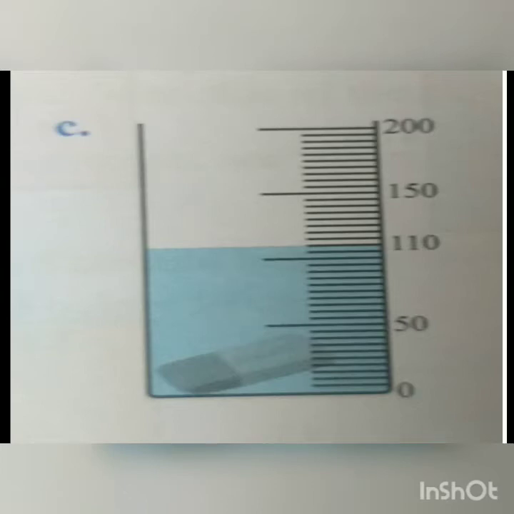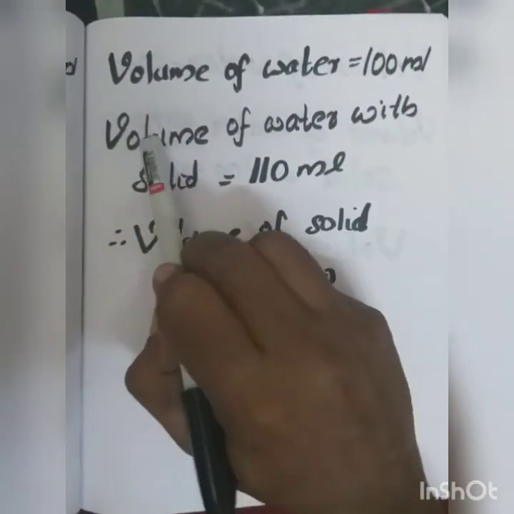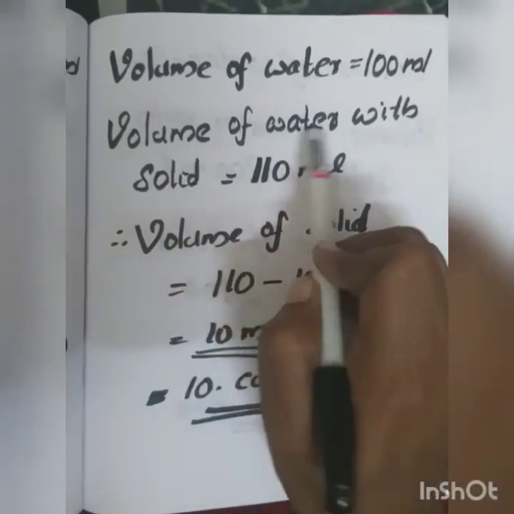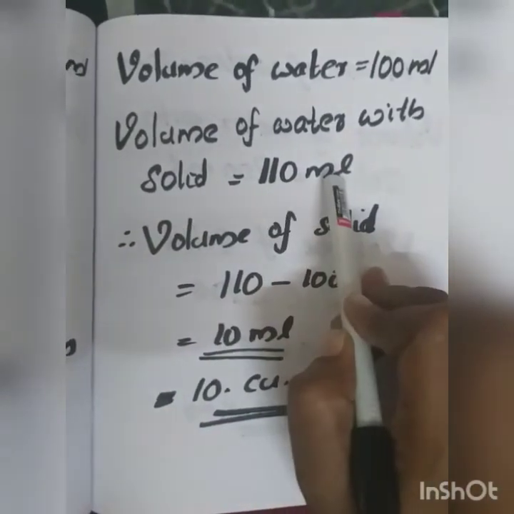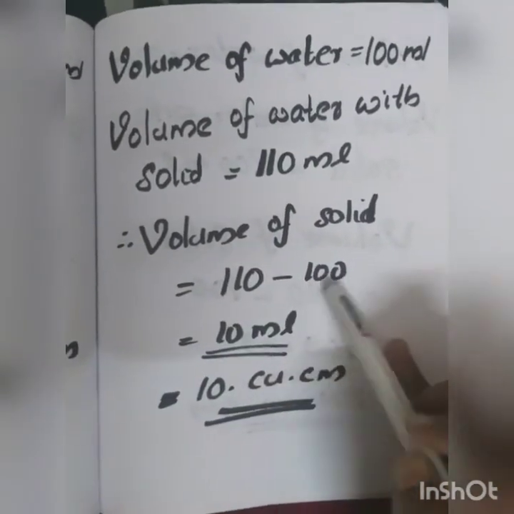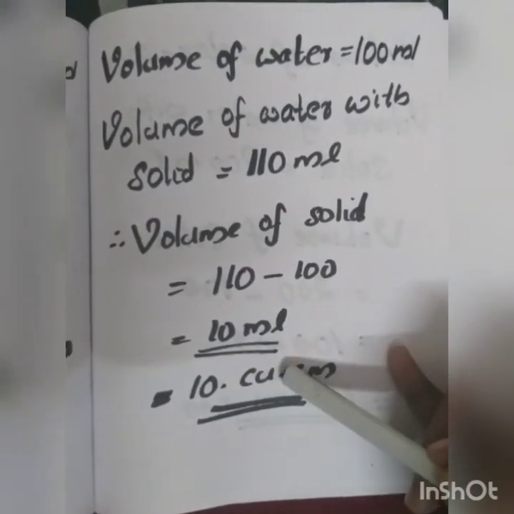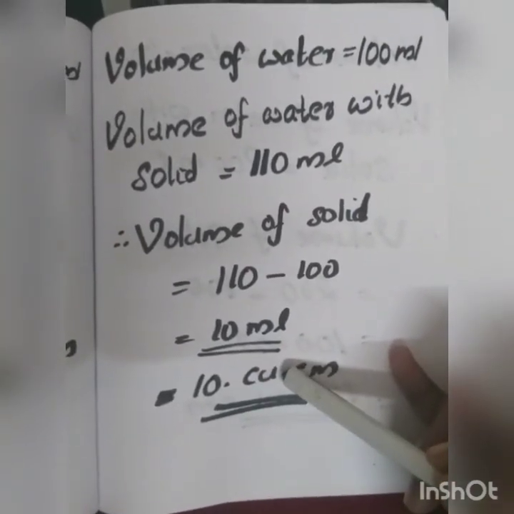This time we are inserting a rubber, that means an eraser. So the first water level was 100. Then after inserting the rubber, the water level increased to 110 ml. Now how can I find the volume of this rubber? Here also the volume of the water first is 100 ml. Then we dropped the solid rubber. Volume of water with the solid is 110 ml. Therefore the volume of the rubber is 110 minus 100, 10 ml. Now rubber is a solid, so 10 cubic centimeter. So the volume of the rubber is 10 cubic centimeter.